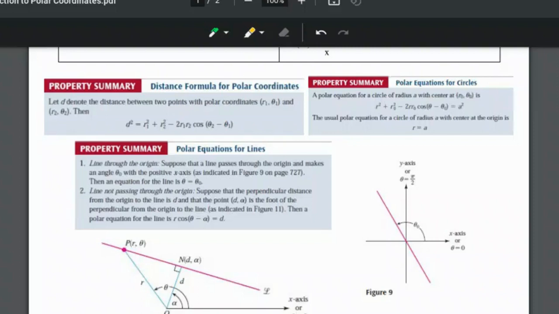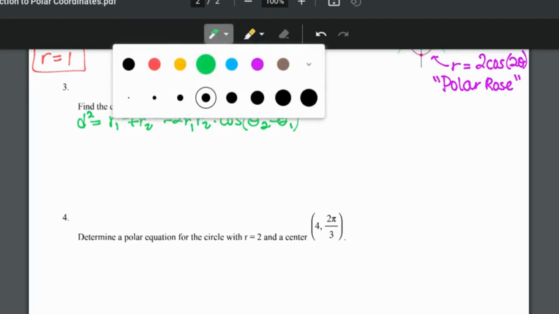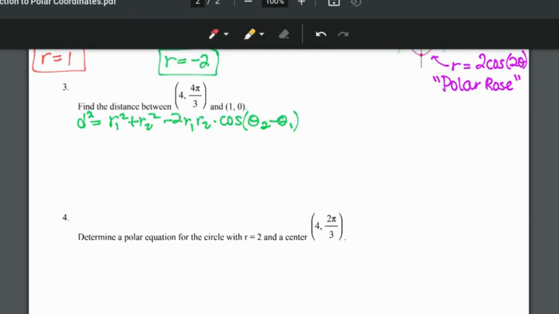For problem number 3, we're going to find the distance between (4, 4 pi over 3) and (1, 0). So we're going to use the distance formula for this problem. We're going to start with the generic equation for the distance formula in the polar coordinate plane, and then we just need to make sure we label correctly. We know that ordered pairs are r comma theta, but we need the first point to be r1 theta 1 and the second point to be r2 theta 2. And it doesn't matter which point you label as point number 1 versus point number 2.